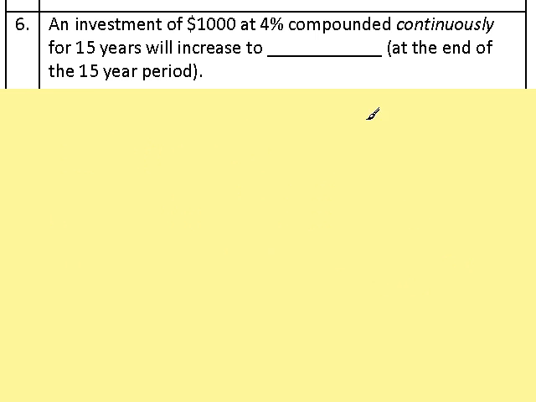In number 6, the numbers are the same as in number 5. We have an investment of $1,000, 4%, but this time compounded continuously for 15 years. So we have a different formula. The amount is equal to P e to the rt, where r is the rate in decimal format. So 1,000 for the initial amount, e, and r would be 0.04. T, in this case, is 15. So we'll substitute in 15 years.